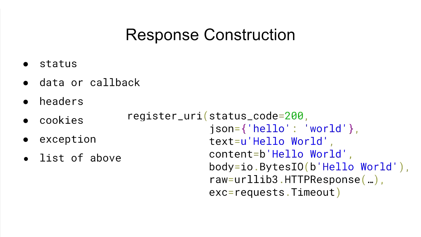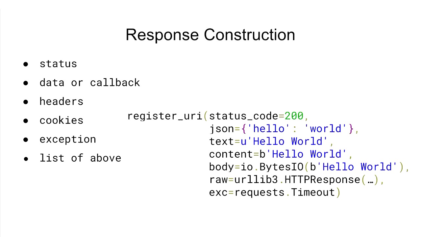You can do cookies. Exceptions are fairly interesting. A lot of people forget to test that a 400 or 500 error is not the only way that a request can fail. If you have an SSL validation that you need to test, if you have timeouts, socket errors, that sort of thing will come through as exceptions. We can throw and test those.